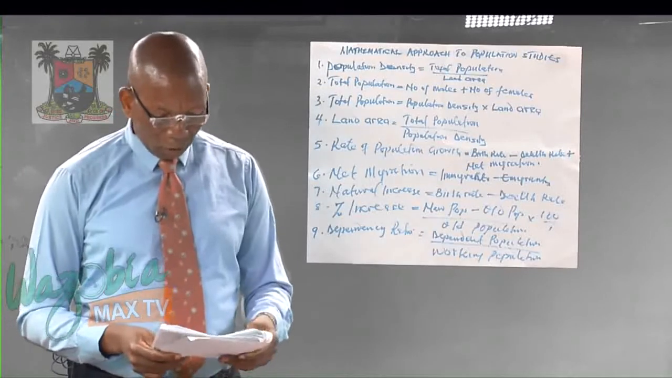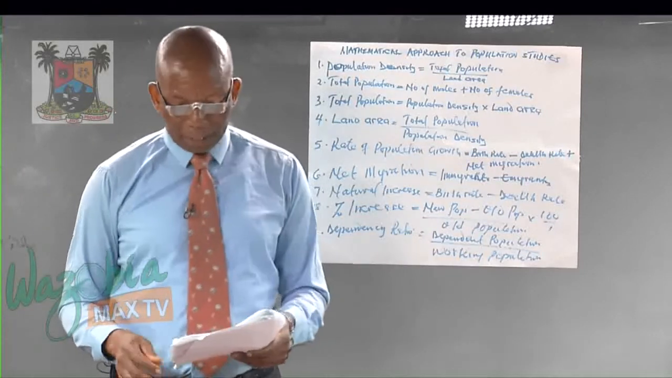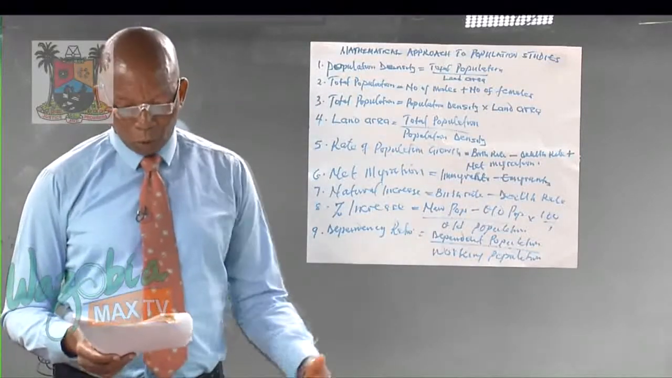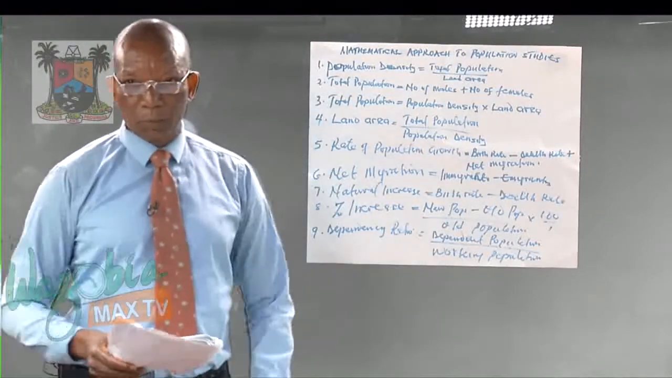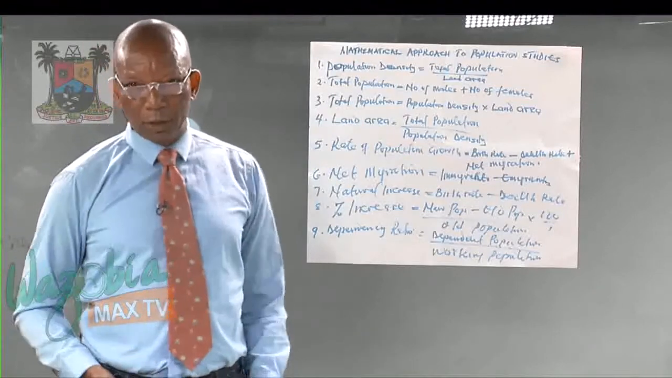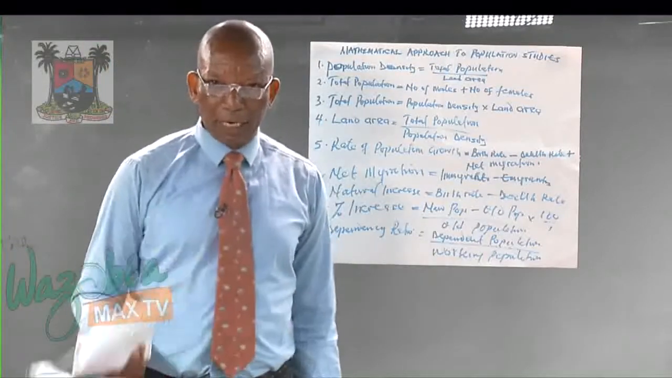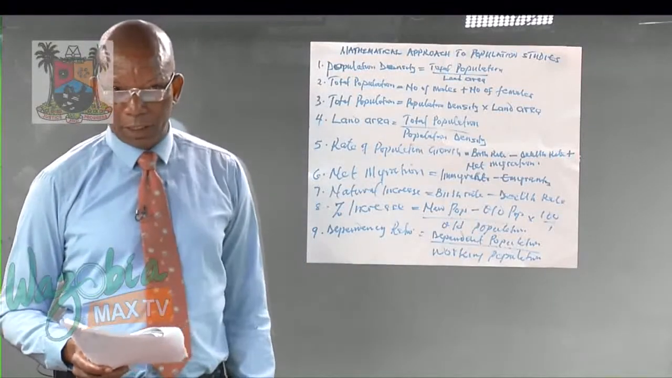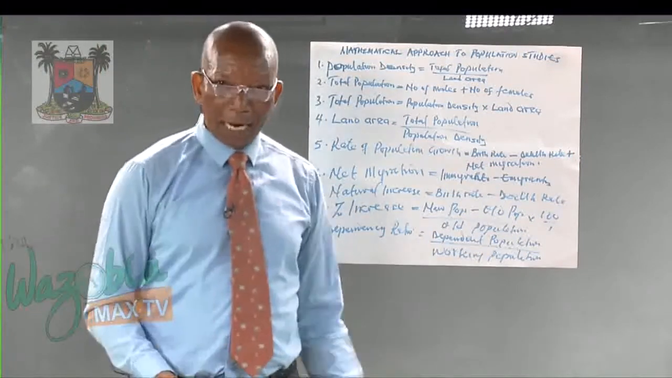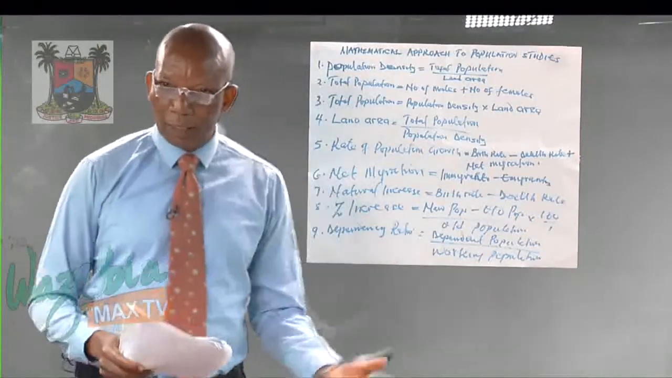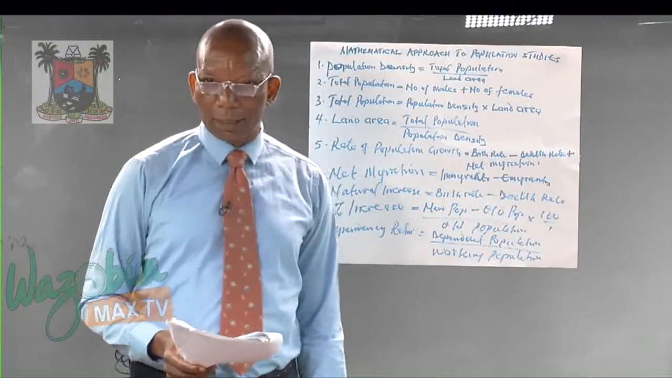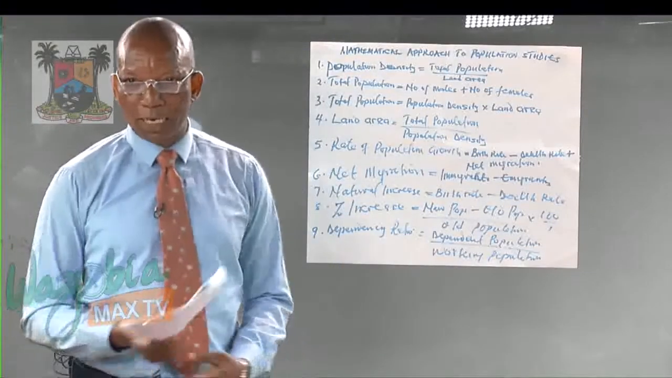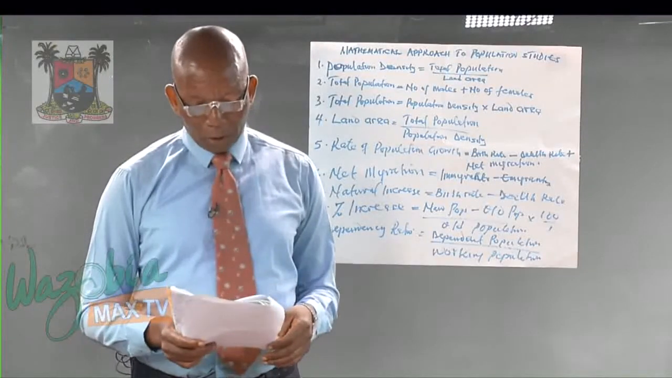Then the next thing that we are going to look at now is factors affecting the size of a country's population. What are the factors that are affecting the size of a country's population? Number one, early marriage. If you marry early, there's a tendency that you are going to have a lot of children. Some people will marry at the age of 16, and they will still be in their husband's house for almost 30 years. You can count the number of children they are going to have within that period.